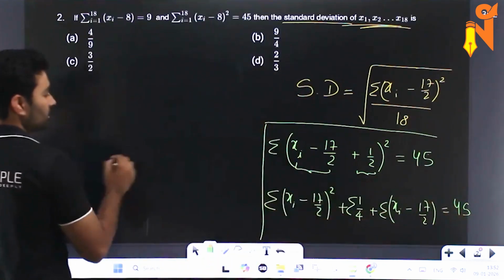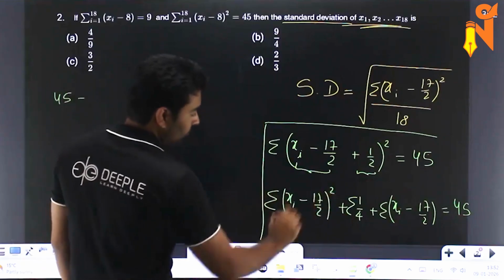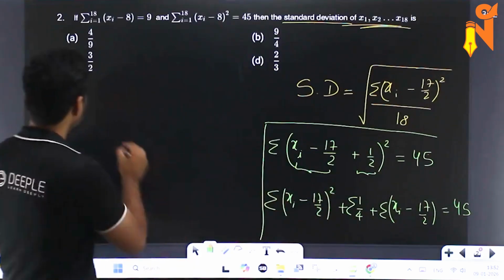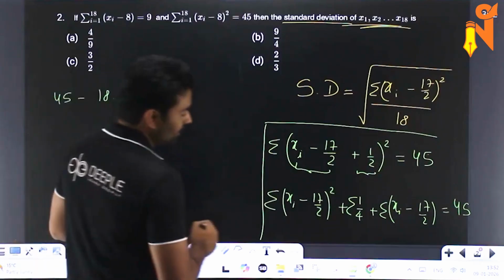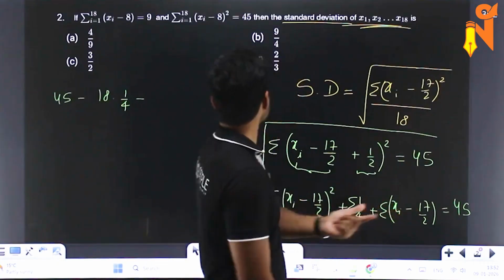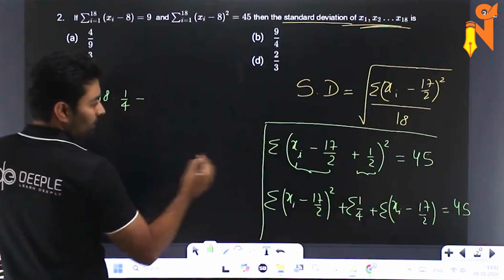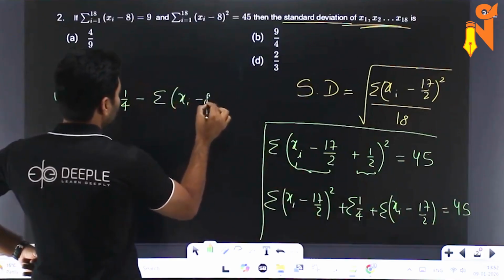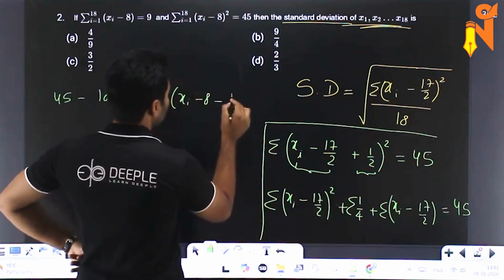So 45 minus summation of 1 by 4. How many times? 18 times, right? So 18 into 1 by 4. Minus the summation of xi minus, the same thing I will do here, because xi minus 8 is given, I will use this here. So write this as the summation of xi minus 8, but this is actually minus 17 by 2, so plus, no sorry, minus half.